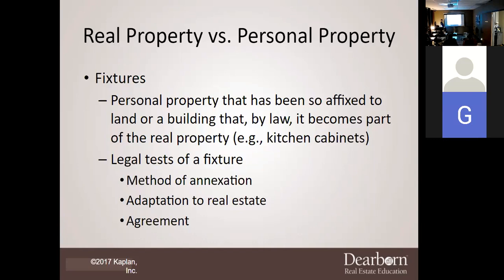So, in regards to fixtures, a fixture is personal property that has been so affixed to land or a building that by law, it becomes part of the real property.